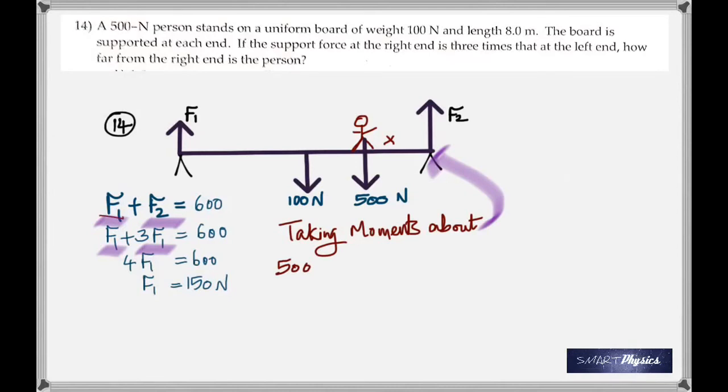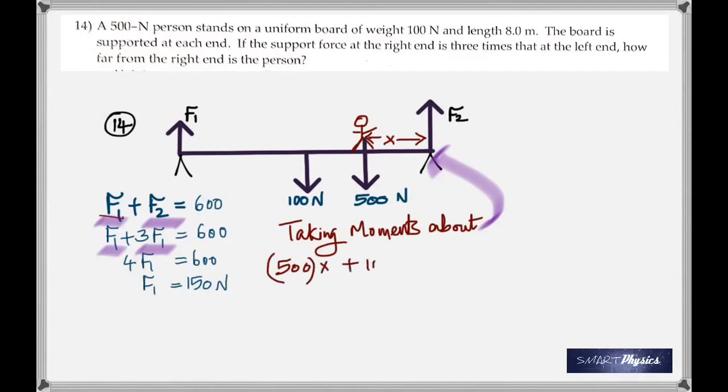And then because we're taking the torque here, 500 and 100 both are trying to rotate it this way, which is counterclockwise. But this force, F1, is trying to rotate it clockwise. That's because we're taking the torque at this point. Okay. Now that distance, we do not know. We have to find that.